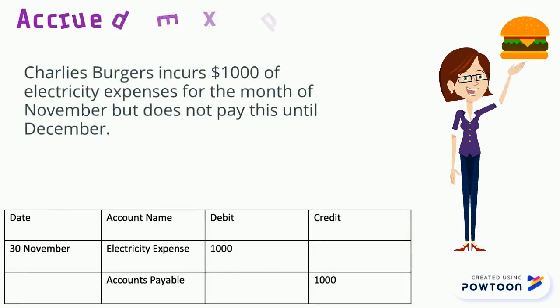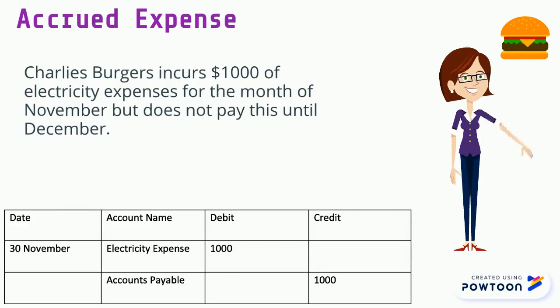Finally, accrued expense is where cash is paid after the expense has been incurred. Now, for example, Charlie's Burgers incurs $1,000 of electricity expense for the month of November, but does not pay this until December. So what you do is debit electricity expense and credit accounts payable.